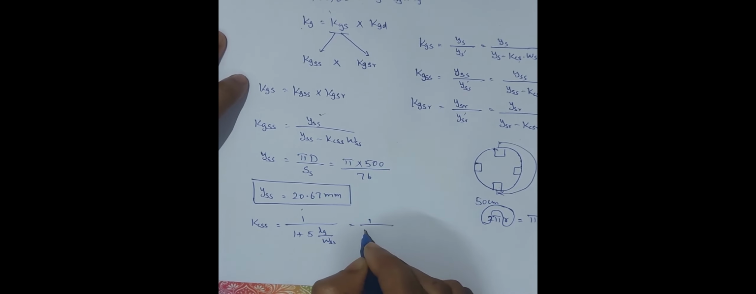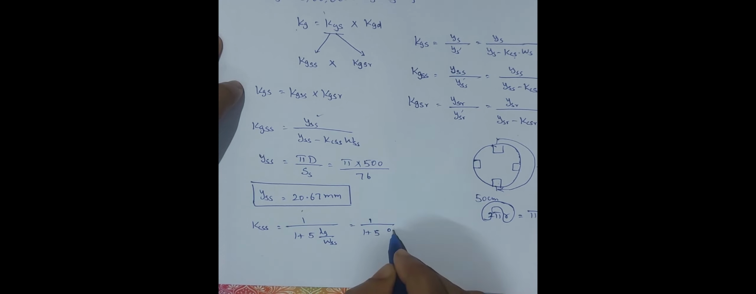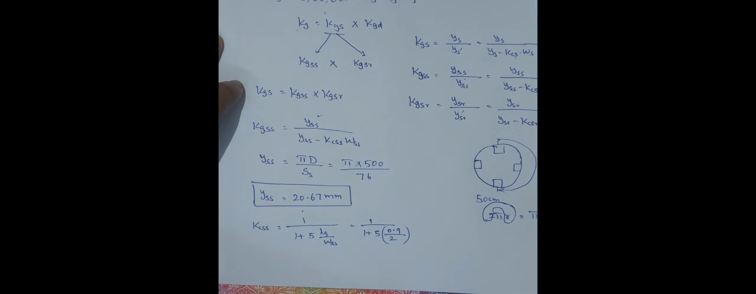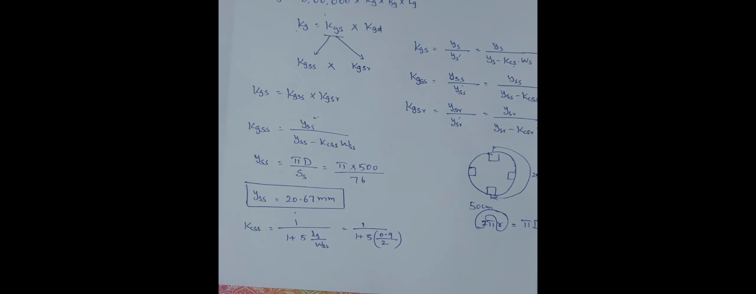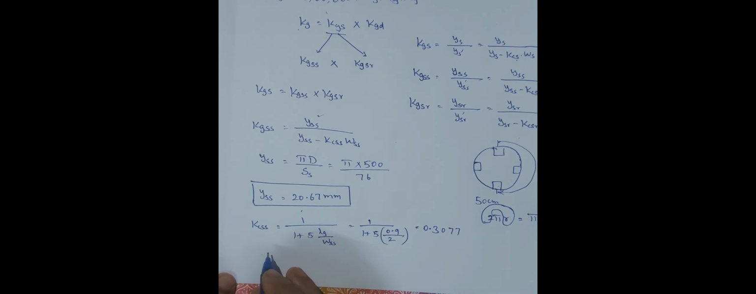Okay, so 1 divided by 1 plus 5. The length of the air gap is given in this problem as 0.9 mm. Both are in mm, so we can keep it as it is, 0.9 divided by 2. Both are in mm. Correct? We'll get this as 0.3077. Similarly for KCSR, the Carter's coefficient for the rotor slot, the width of the rotor slot is also the same.